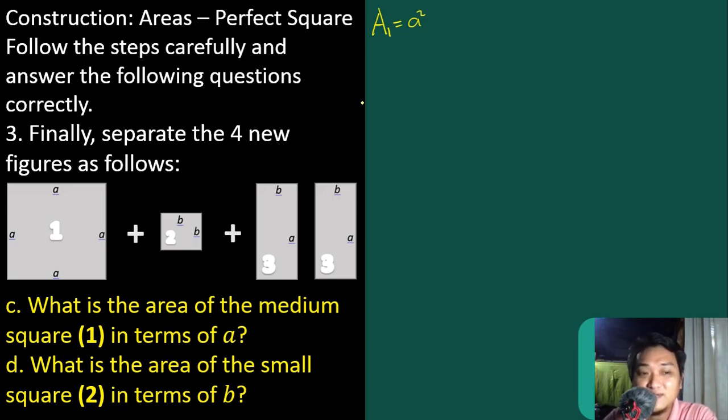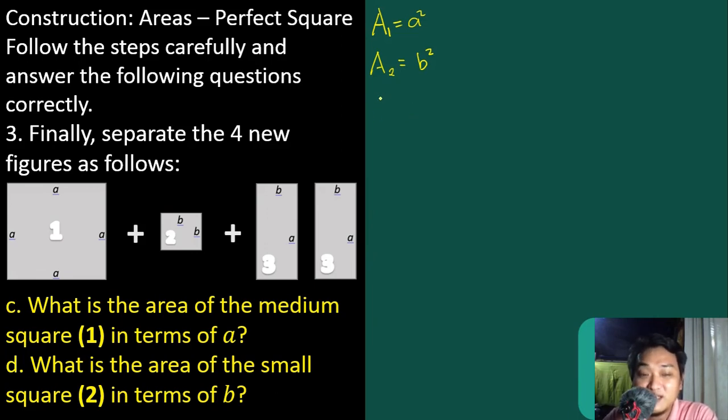Now, question letter D. What is the area of the small square in terms of B? Okay, so the area of figure 2 will be simply B squared. The same with the first figure, A squared. Ang pinakaiba lang niya kasi yung dimension ni figure 2 is B. So therefore, the area is B times B, or B squared.